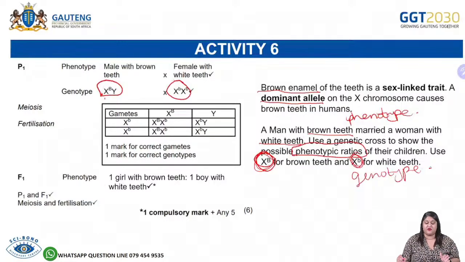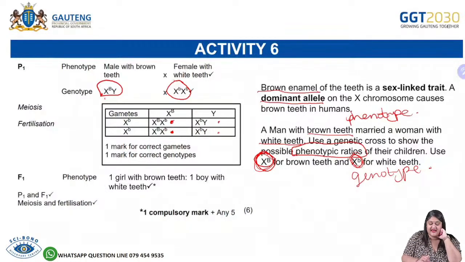Then we have meiosis happening. We get the gametes. You separate them, you get the gametes, you plug the gametes into your Punnett square, and what do we have here? Look at the genotypes we have here. Can you see this is heterozygous, and here we have two recessive alleles with the male. So what do we have? We actually have two girls with brown teeth, and we have one boy with white teeth.